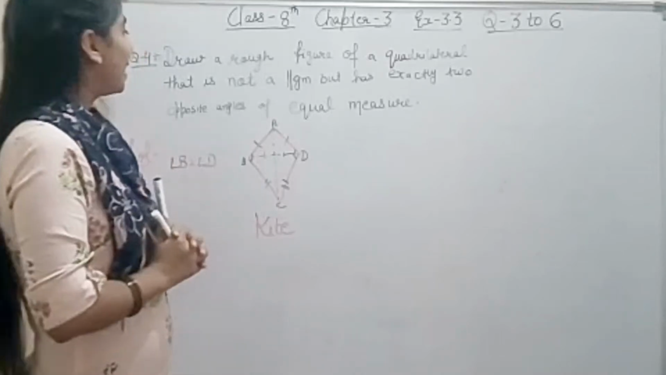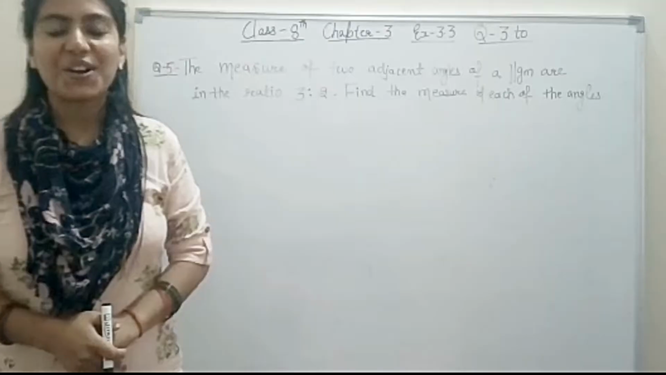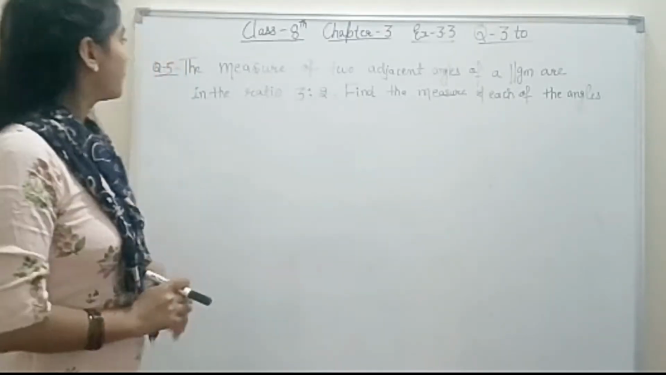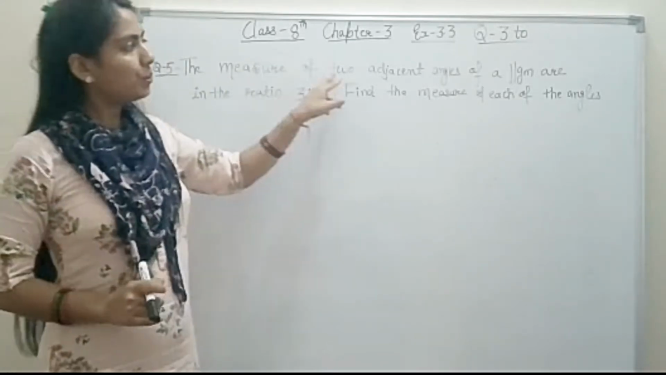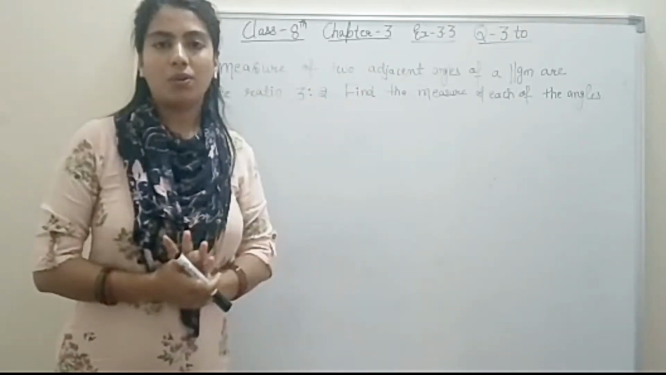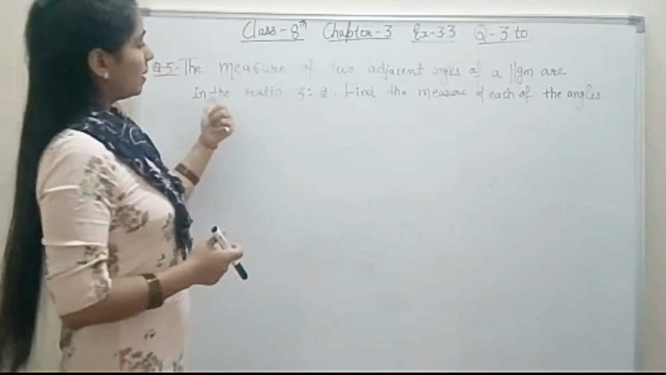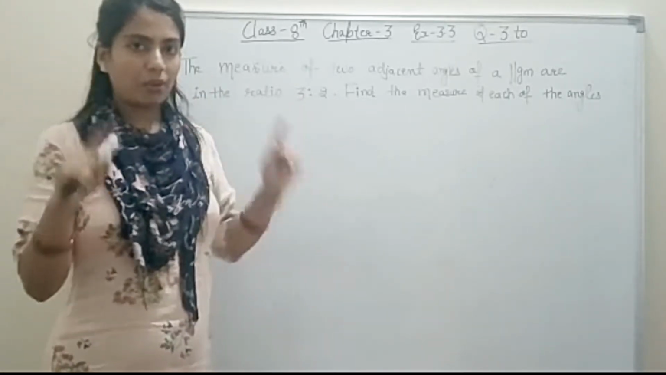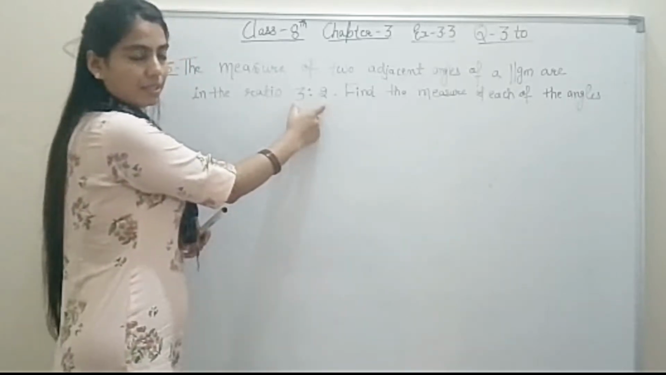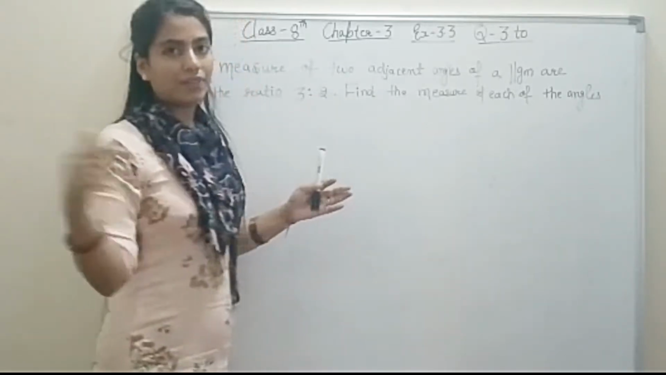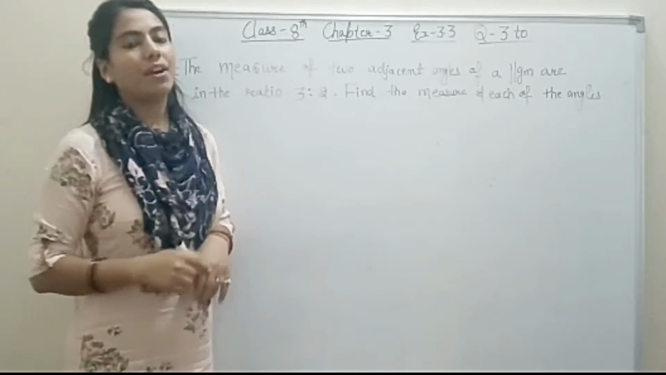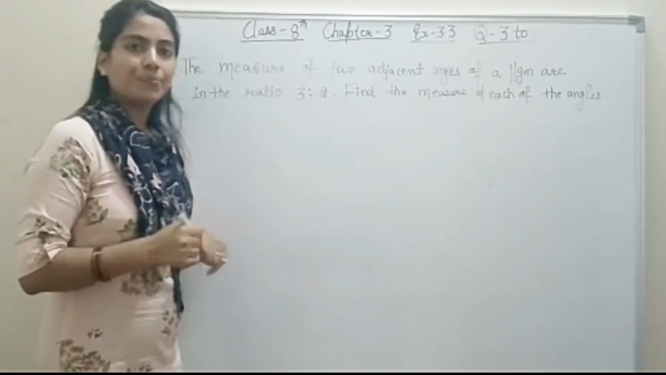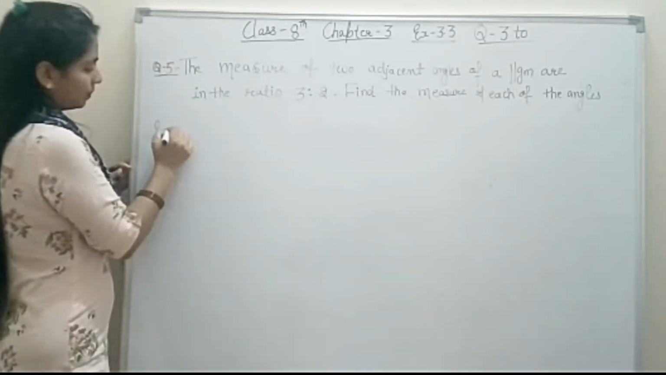Okay. Now coming to our question number 5. The measure of two adjacent angles of a parallelogram are in the ratio 3:2. Find the measure of each of the angles. मतलब all four angles you have to find out. Right? So let's start the solution.